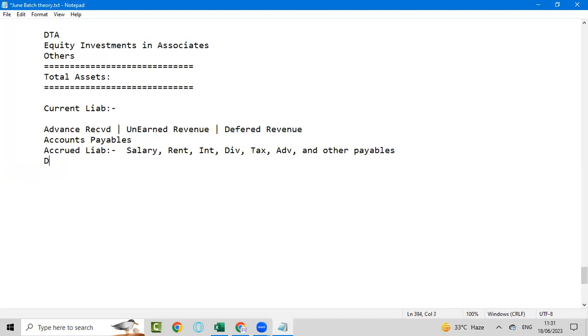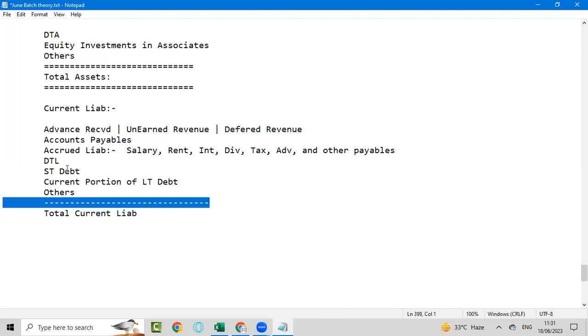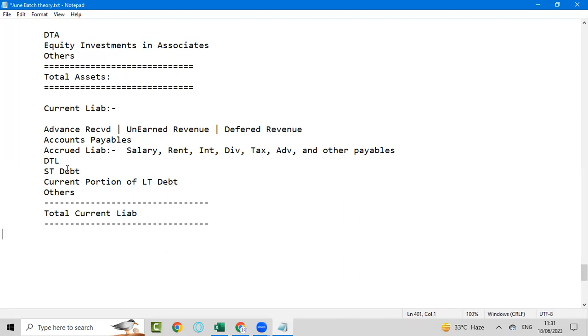Then we have, let's say, deferred tax liability. Short-term debt, current portion of long-term debt, others. If you add them up, you will get total current liability.